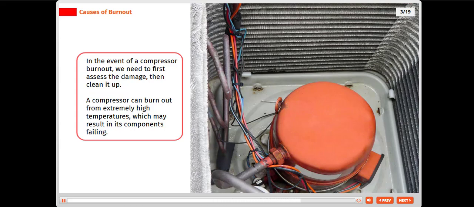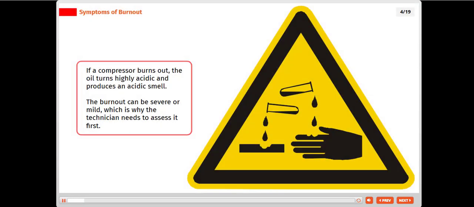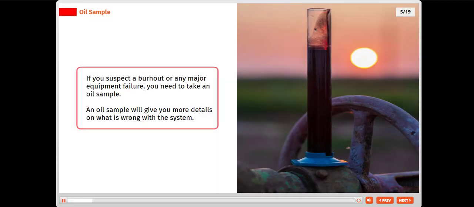If a compressor burns out, the oil turns highly acidic and produces an acidic smell. The burnout can be severe or mild, which is why the technician needs to assess it first. If you suspect a burnout or any major equipment failure, you need to take an oil sample. An oil sample will give you more details on what is wrong with the system.